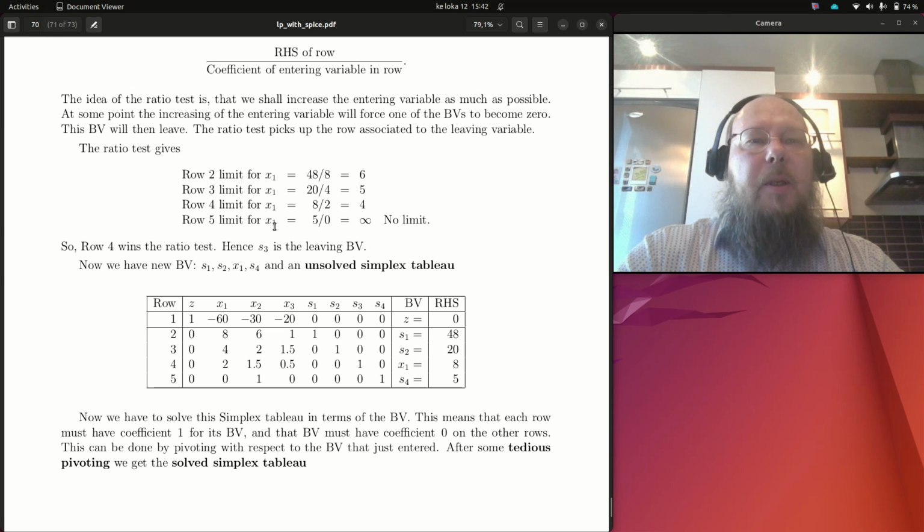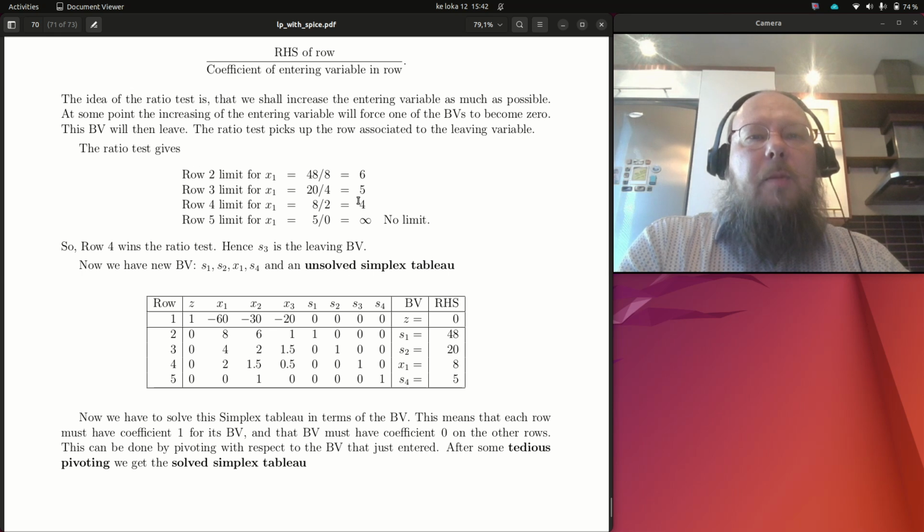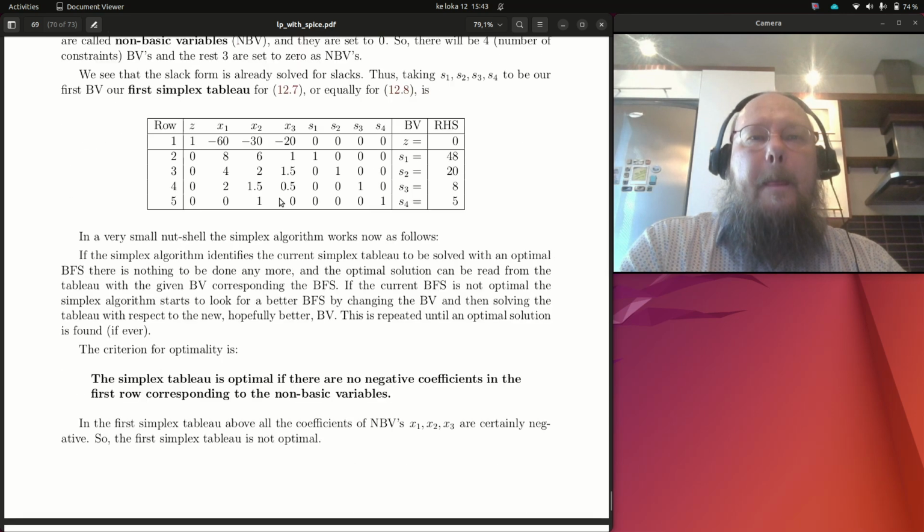Finally, row number 5, what's the limit here? We have 5 units, but x1 is not here at all. So we can increase x1 as much as we like. This row will never give us a constraint. So 5 over 0 is plus infinity, which means that there is no limit coming from this row. So the smallest positive number here is 4. It means that row 4 will be the one that changes the basic variable. So in row 4, we had S3. The S3 will now leave, and the entering variable is x1.